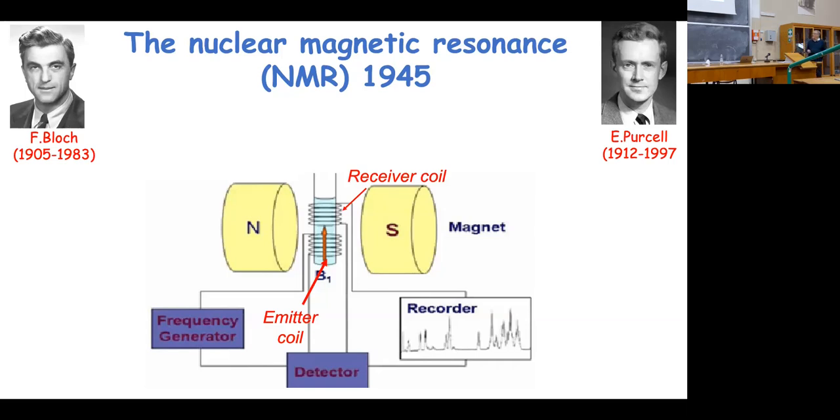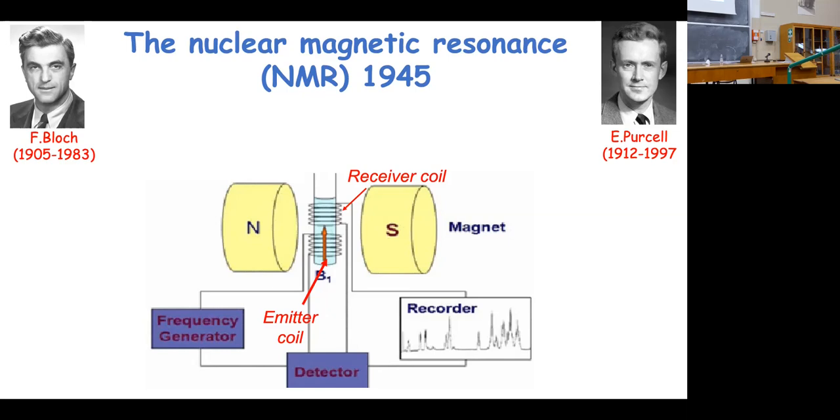Felix Bloch is the same Bloch as the Bloch of the Bloch sphere, the Bloch equation. He was a great physicist who came from Europe because he left Germany and Switzerland before the war because of Nazism, and he worked in the United States. And Ed Purcell was working at Harvard, and they both discovered nuclear magnetic resonance independently.